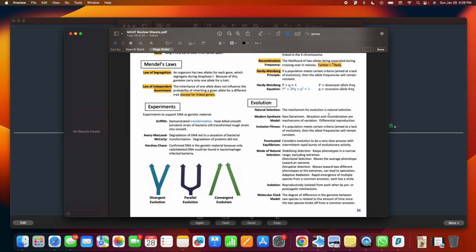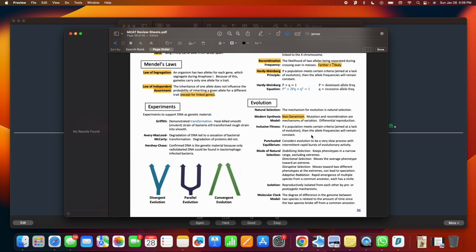Then we have evolution, which is natural selection. The mechanism of evolution is natural selection. We have the modern synthesis model, which is neo-Darwinism. Mutation and recombination are mechanisms of variation. Differential reproduction. We have inclusive fitness.